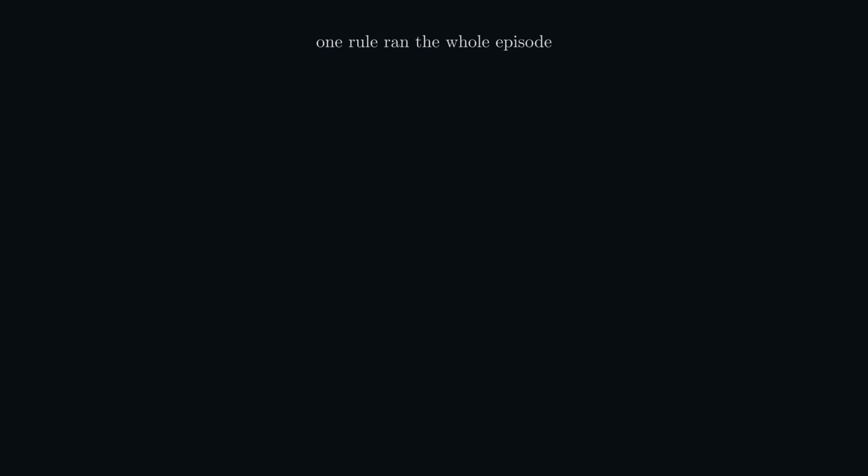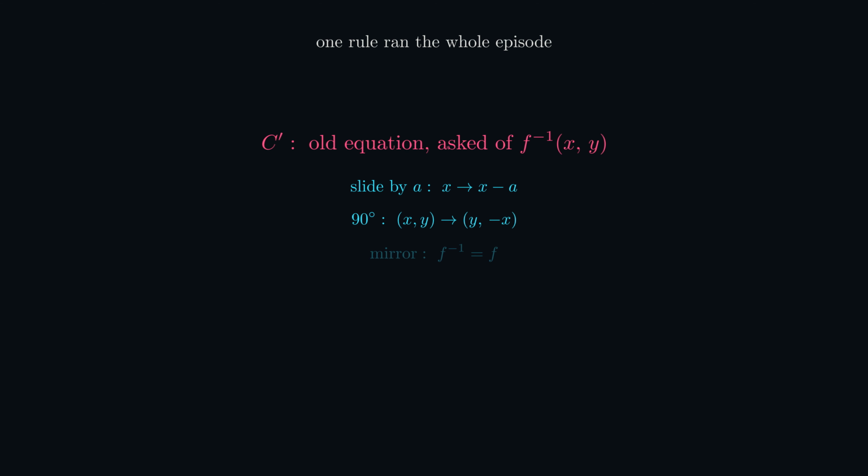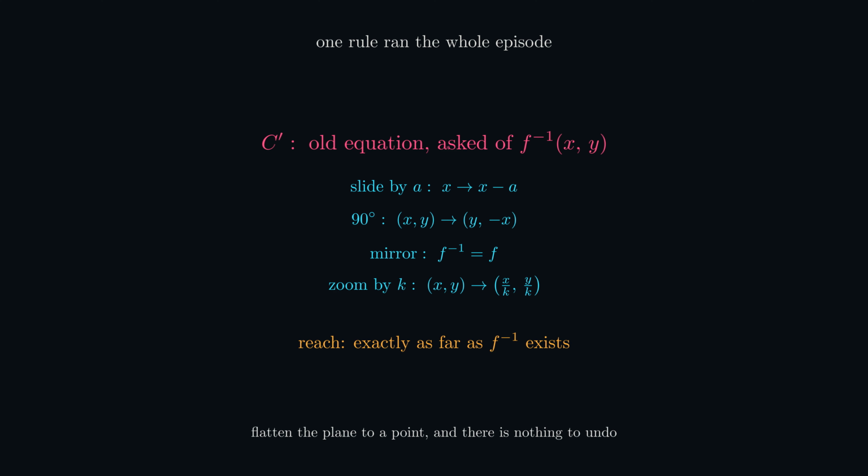One rule ran the whole episode. A figure is a set of points. Its equation is a membership test, and the transformed figure's equation is the old test, asked of the pulled back point. Always the inverse. Always the undo. Slides, quarter turns, 4 kinds of mirror. A slanted mirror built from 3 moves and zooms, 1 substitution each.